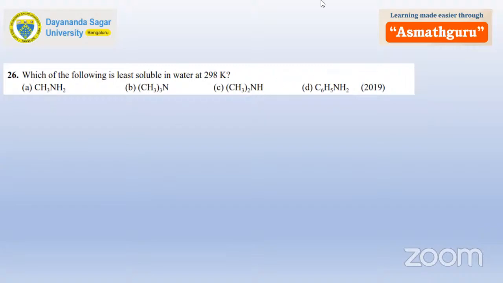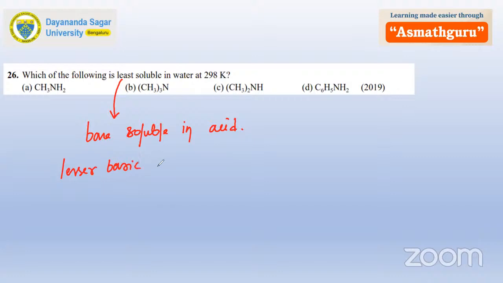Which of the following is least soluble in water at 298 Kelvin? What is least soluble? Very simple. A base is soluble in acid. He's asking for least soluble, which means the less basic it is, the less soluble it is.